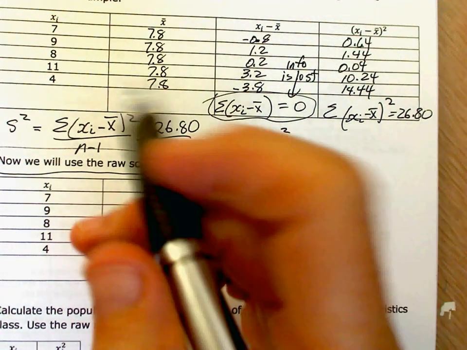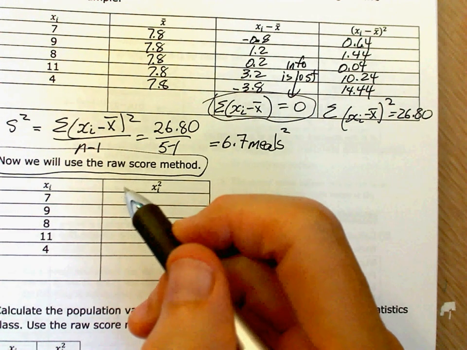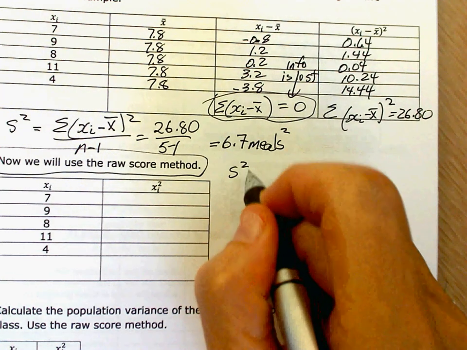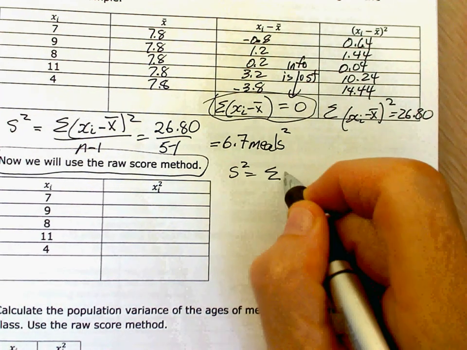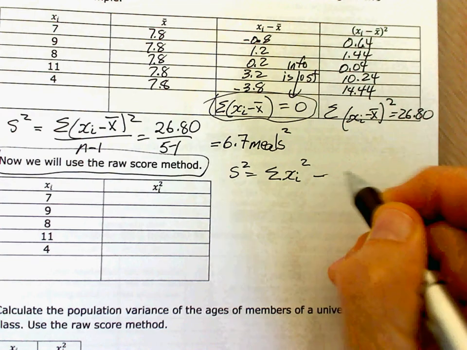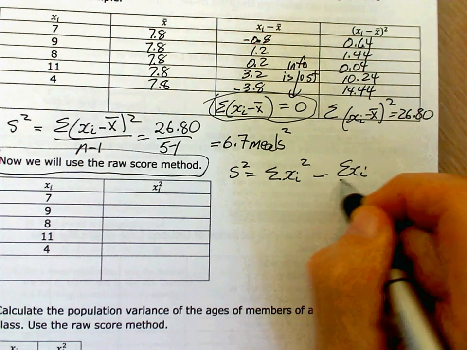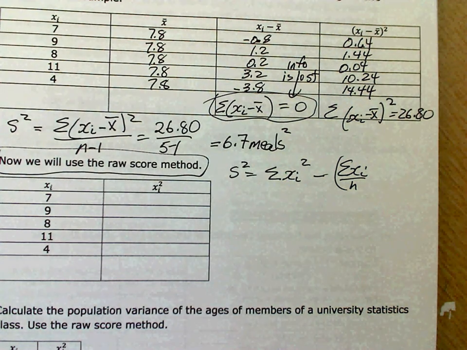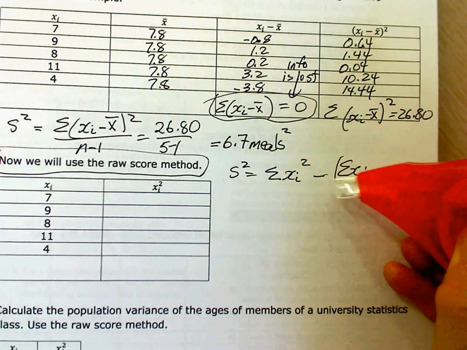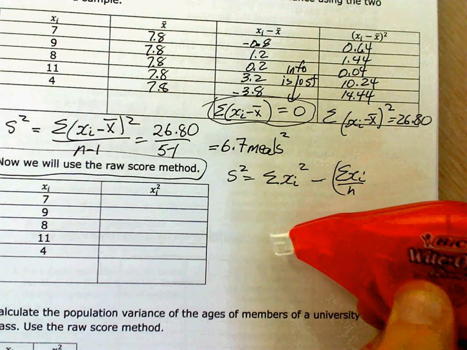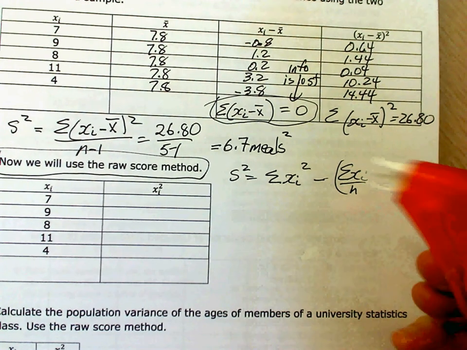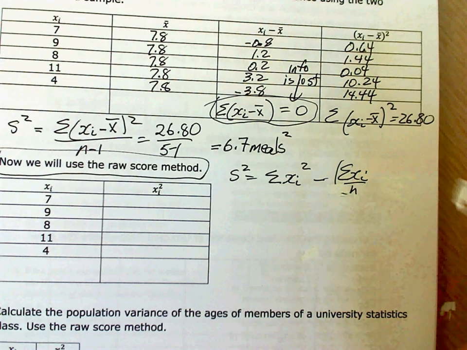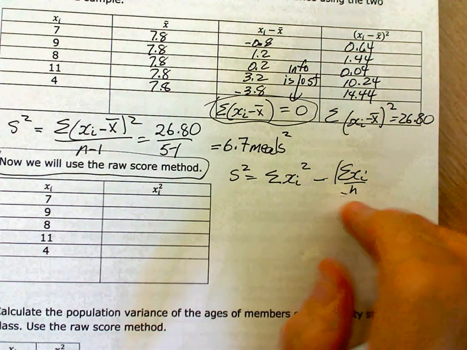Alrighty, raw score method. Not yet. It's only this part that should be squared.